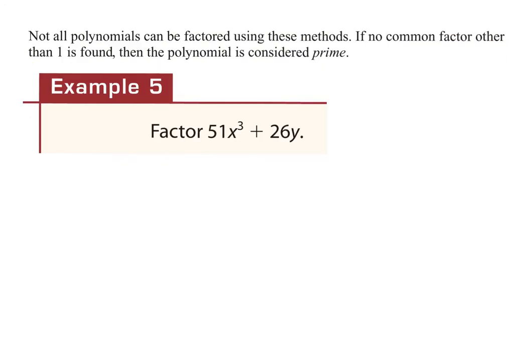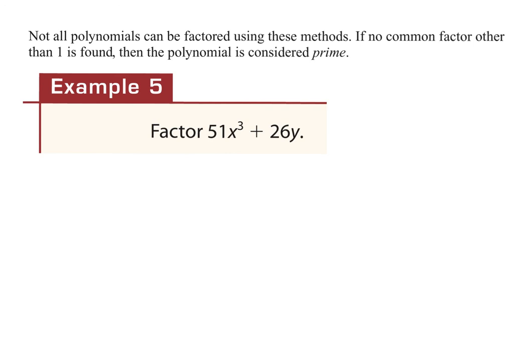Not all polynomials can be factored. If no common factor other than 1 is found, it is considered prime. So polynomials can be prime as well, meaning that you can't factor them. It's the same meaning as a prime number. A prime number can't be factored by anything except 1.